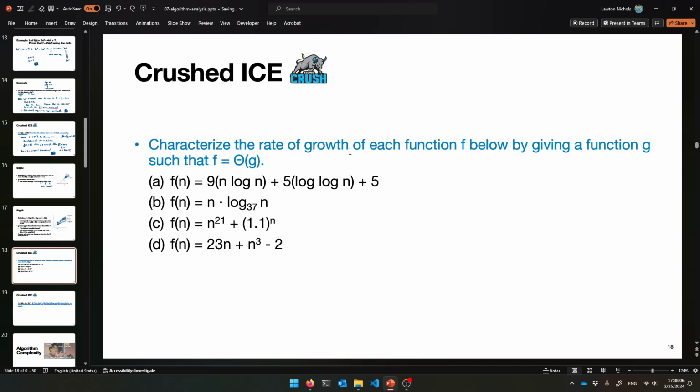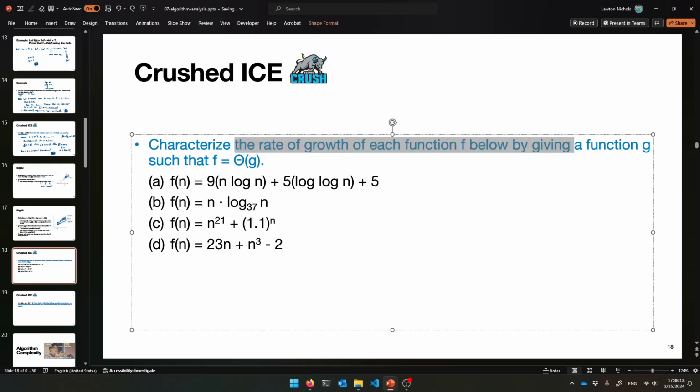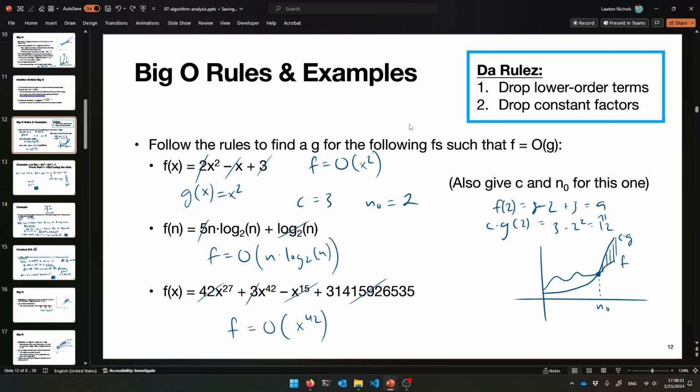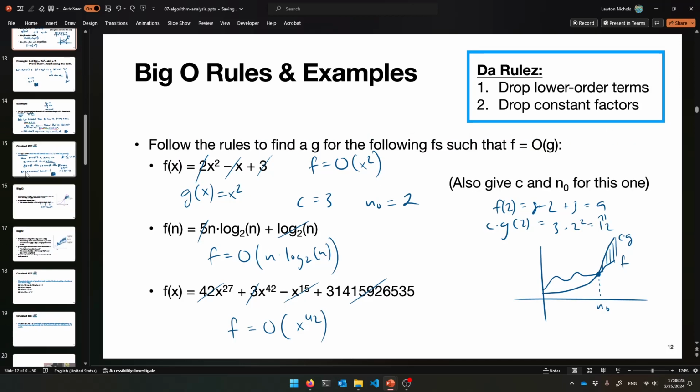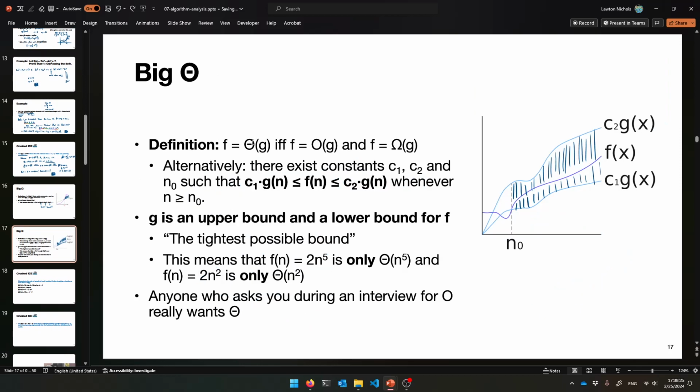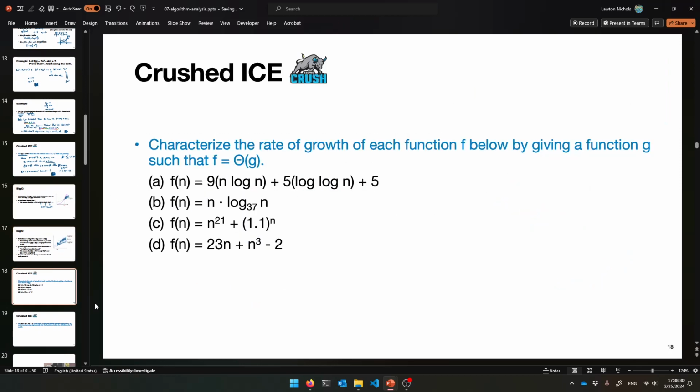All right, so here are some questions for you. Give me the rate of growth for each function f by giving a function g such that f is big theta of g. And you can really just use the rules. These rules will give you the big theta pretty much. But now you know it's got to work for big O and big omega. It's got to be a sandwich. Tightest possible bound. So give a g such that f is big theta of g for each of these: a, b, c, and d. Okay?